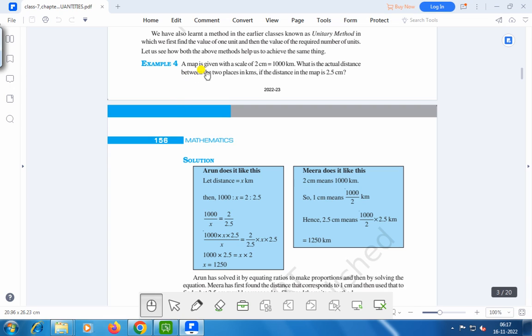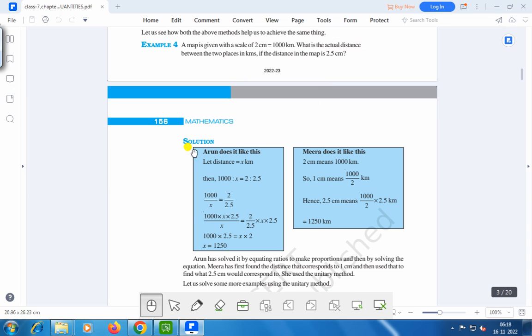Here you see a map is given with a scale of 2 cm is equal to 1000 km. What is the actual distance between the two places in kilometers if the distance on the map is 2.5 centimeter? Let's see, in this solution, Arun does it like this. Let the distance be x kilometer. Therefore, 1000 is to x is equal to 2 is to 2.5, or 1000 by x is equal to 2 by 2.5. And therefore x gives 1250 kilometer.